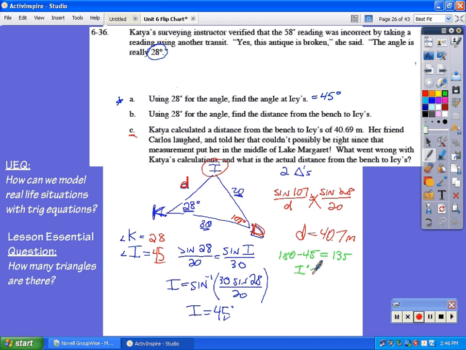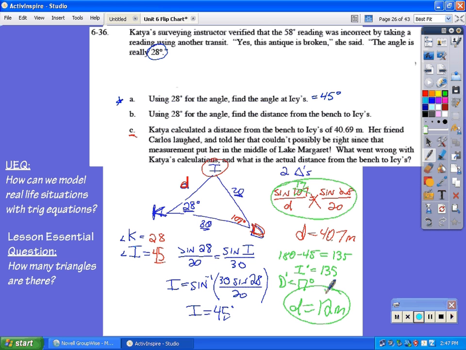So I prime, we'll call it, is 135, which means that D prime, the alter ego of angle D from the original, comes from triangle angle sum again: 135 plus 28, and then 180 minus that gives us 17 degrees for angle D. We repeat this process, but use 17 degrees instead of 107 and see what we get for side D. Is it more reasonable? It should be less than 40 meters, because that supposedly put her in the middle of Lake Margaret. So we have the sine of 17 times 20 divided by the sine of 28, which gives us 12 meters. That will be your second answer.